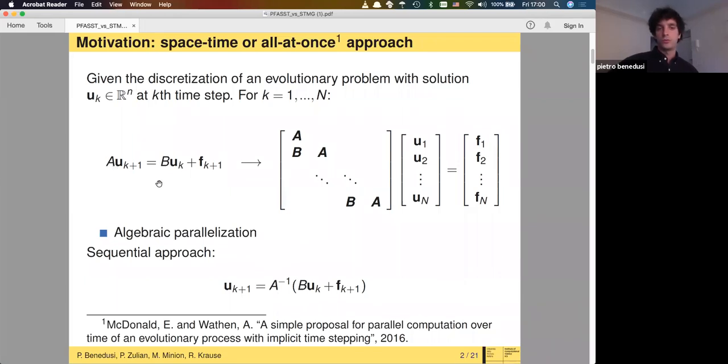What you would usually do in a sequential approach is solve this kind of equation here, where you compute A to the minus one, and so time step after time step, you compute your U^(k+1). But in the all-at-once or space-time approach, you assemble this kind of bidiagonal system that we saw many times during the conference. Now the whole problem of parallelizing in space and also in time is shifted to an algebraic parallelization of the solver for this linear system. So this is just a broad introduction.